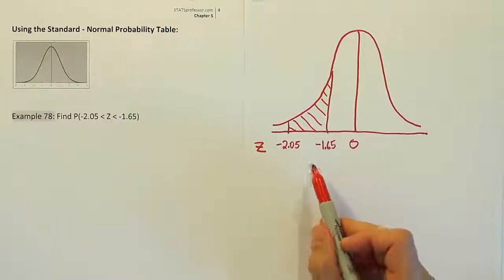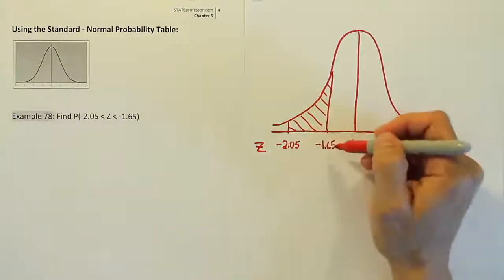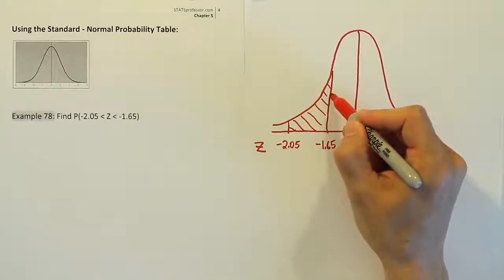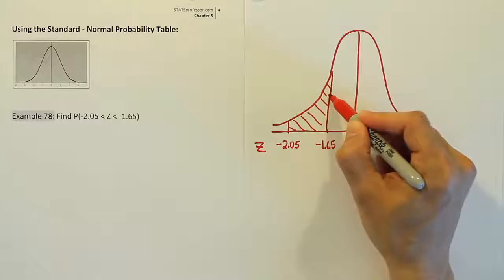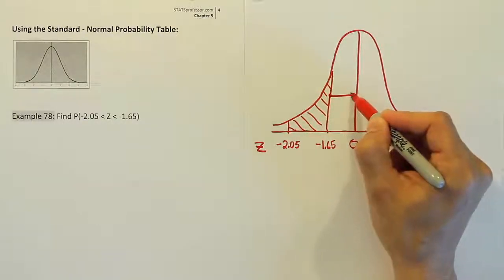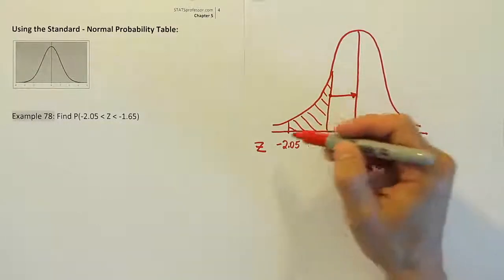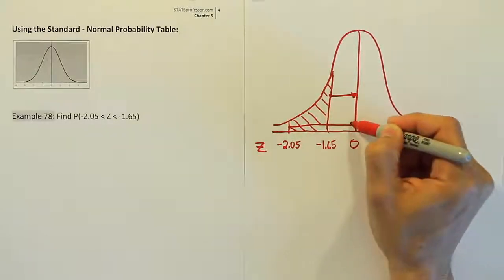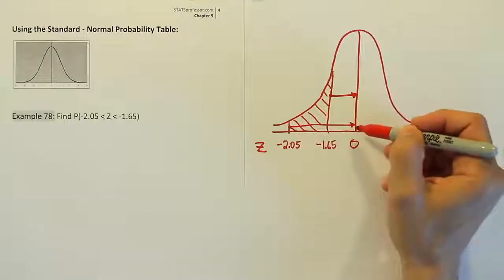Now remember what we have to do. We're going to go to our table and look up these values. But before we go there, what will we get if we look them up? Well, if I look up negative 1.65, I will get the area from the number I look up until the center. That's always what the table gives me. And if I look up this number, I will get the area from the number I look up all the way to the center. Again, that's all the table can give us.